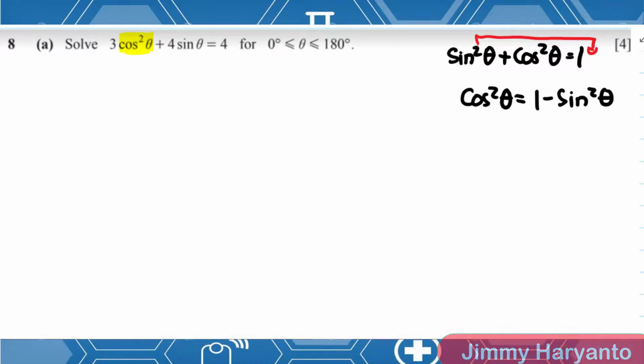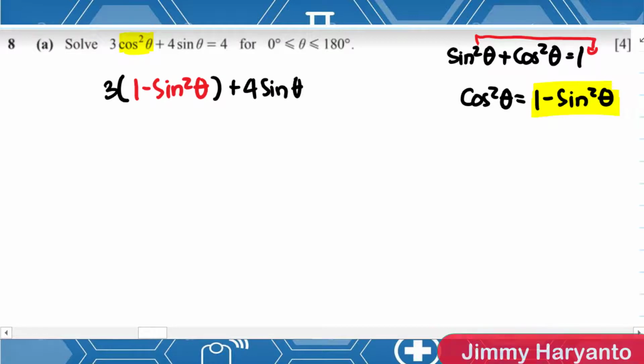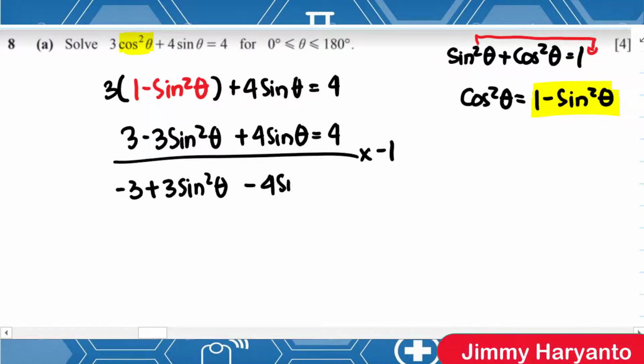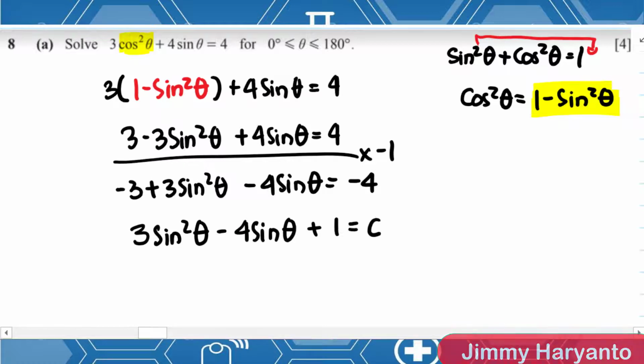After that, because we already know that cos square theta is 1 minus sine square theta, we can change this cos square into 1 minus sine square theta, plus 4 sine theta equals to 4. So 3 minus 3 sine square theta plus 4 sine theta equals to 4. We can times it by -1 to make the sine square theta positive, and then move to the left side, -4. 3 sine square theta minus 4 sine theta plus 1 equals to 0.